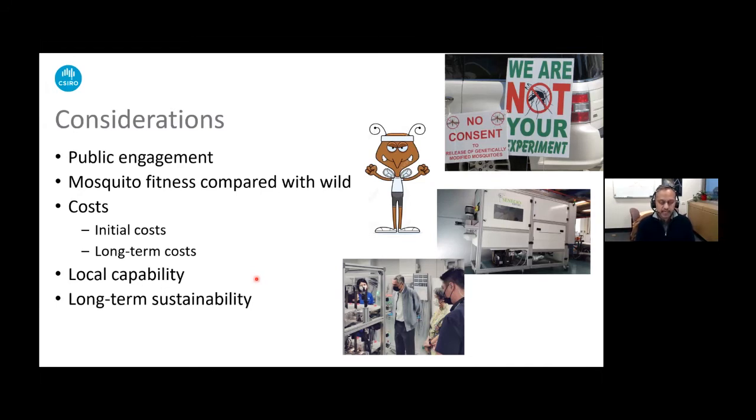Costs obviously play a major role. There are initial costs of equipment to produce large-scale, large breeding facilities, but also there are long-term costs, because these are not short-term projects. These are long-term projects, and you want to be able to monitor the gene drive trials over time.